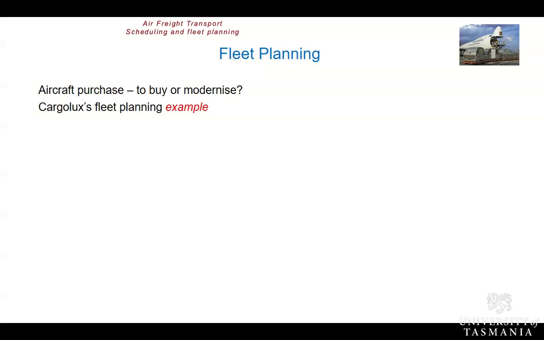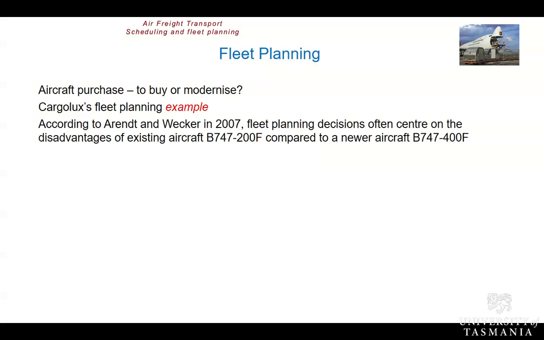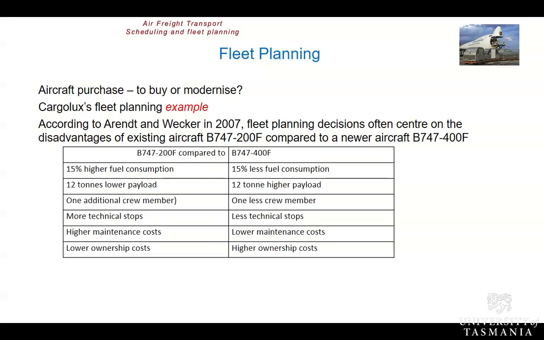Now, just a little example on how that can work or not work for you. So Cargolux, there's a study done in 2007, were considering upgrading their older Boeing 747-200 freighters to the Boeing 747-400 freighters. So they'd had their 200 freighters in their fleet for a considerable period of time, and they were looking at this other opportunity for themselves.